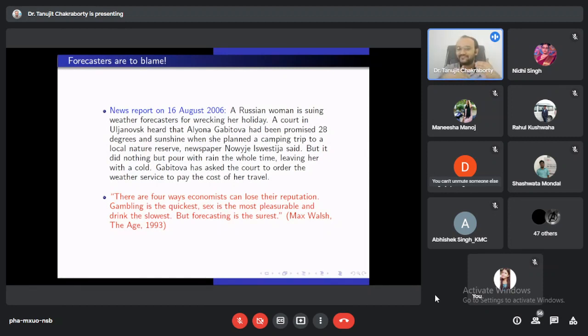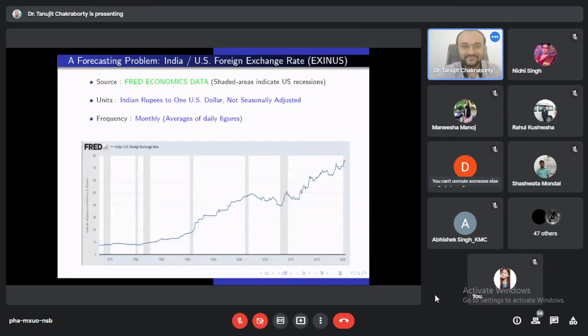If you get drunk regularly, it could be slower, but you will be losing your reputation. But forecasting is the surest. So you can understand what people like. There have been so many positive and negative thoughts about forecasting, before at least 2000 and after 2000 still.